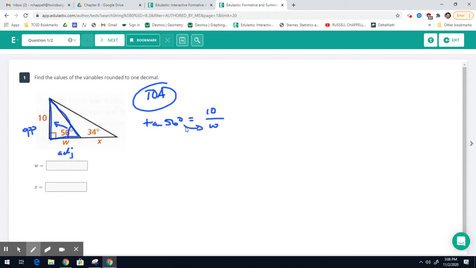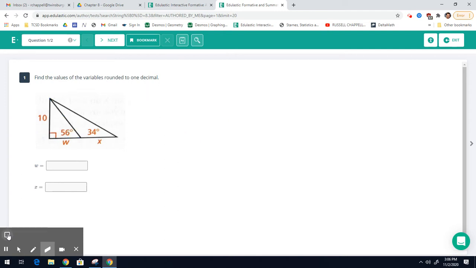This is where we do the switcheroo. W comes here by itself. Tangent of 56 degrees goes down in the bottom, and we divide. And we're going to do W equals 10 divided by the tangent of 56 degrees. Let's go do that in Desmos graphing calculator. 10 divided by tangent of 56.